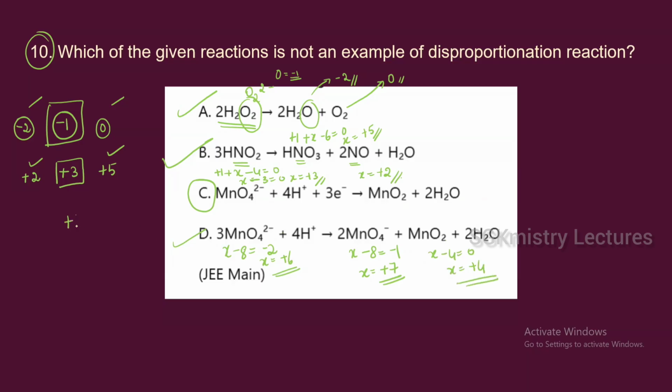So here also you can see +6 is in the reactant. Now in the product, we have two oxidation states for manganese, that is +4 and +7. So clearly this +6 is in between the two oxidation states, that is +4 and +7, right? So clearly option C is the right answer.